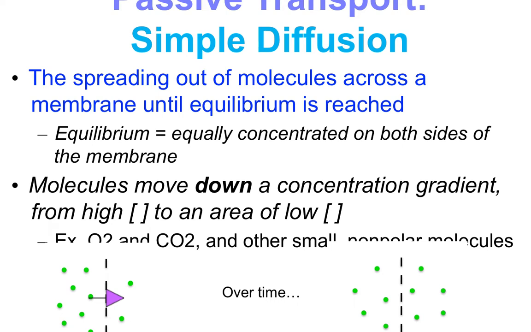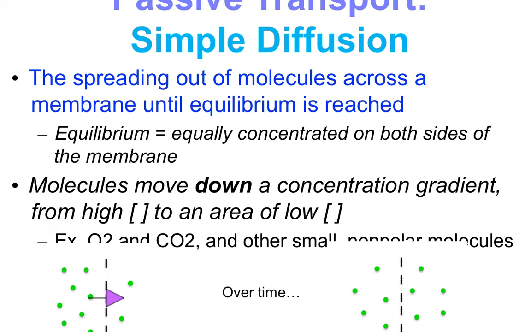And when this is happening across the membrane, the molecules moving across the membrane are going to simply diffuse until they reach a point where the concentration inside of the cell is the same as outside of the cell. Now, molecules will move down a concentration gradient from high concentration to a low concentration.